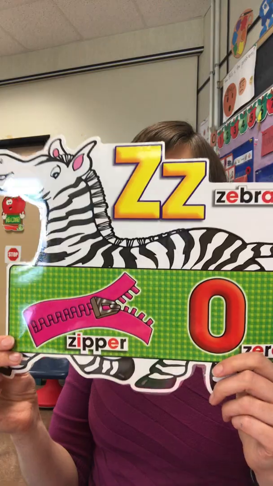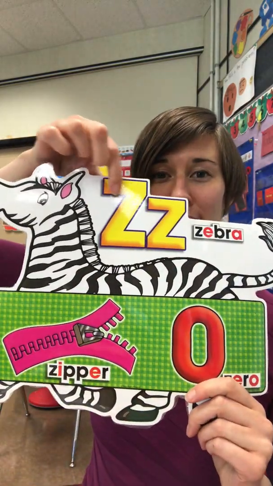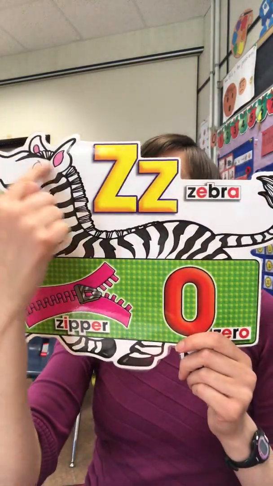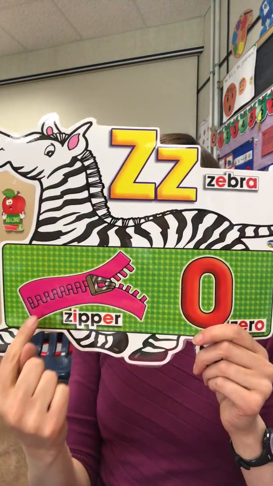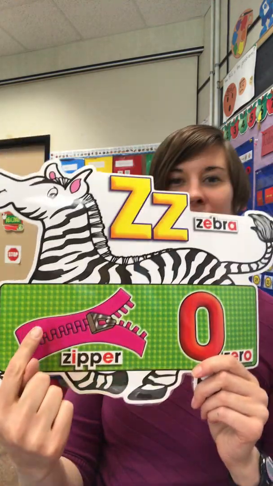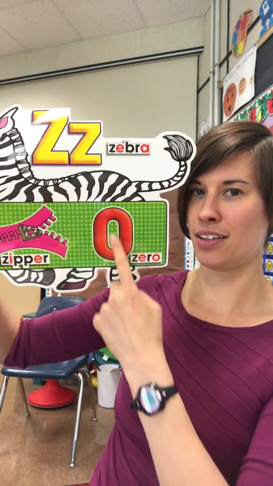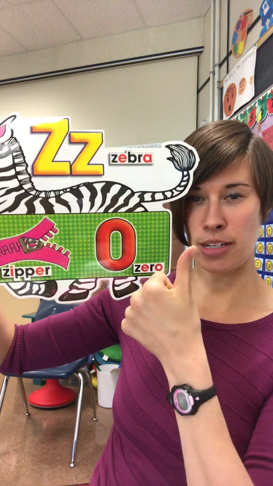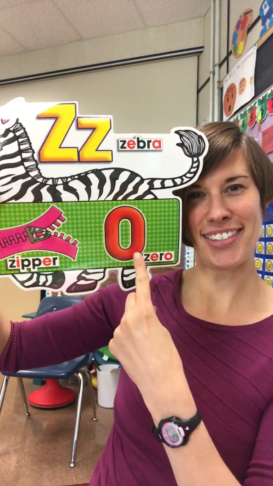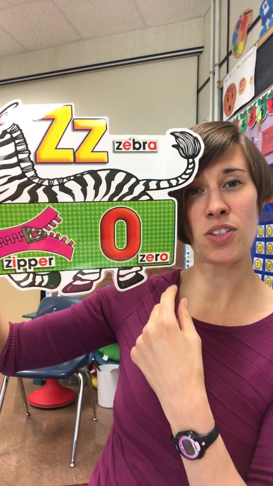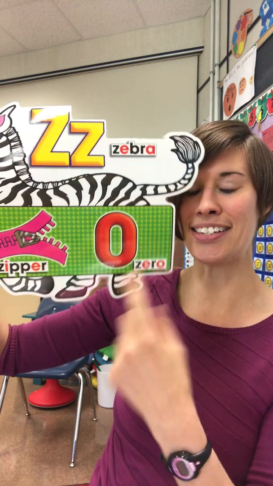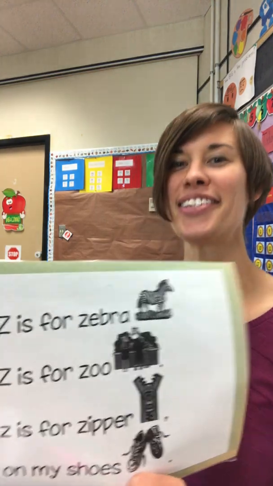So here's my Z picture. I have my letter Z. I have a picture of a zebra. I have a picture of a zipper. And what number is this? Zero. Zebra, zipper, zero. These are all things that start with the sound Z. And in our poem, we have one more word that starts with the Z sound and a rhyme, right?